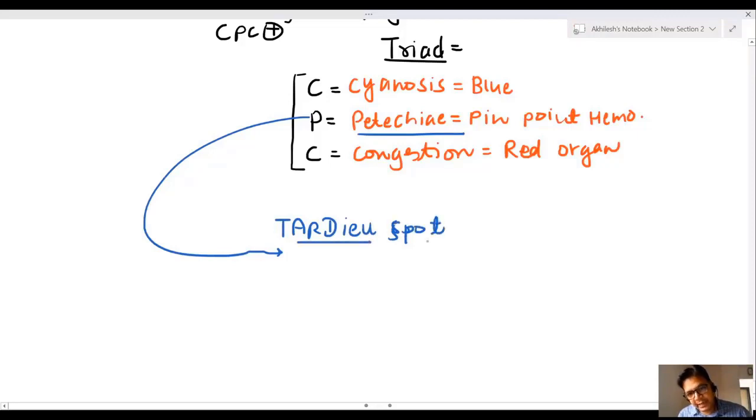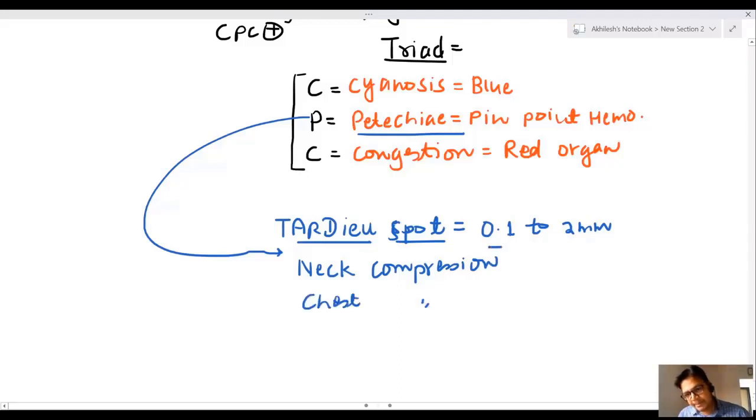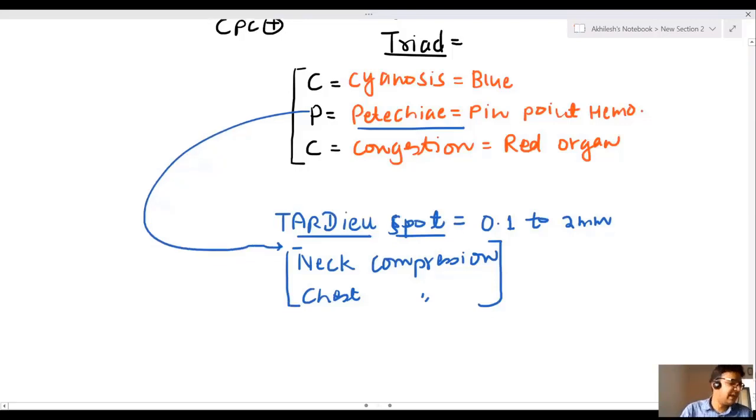One type of petechiae is known as Tardieu spots. Generally, Tardieu spot size is 0.1 to 2 mm. These are petechial hemorrhages. These are seen in neck compression and chest compression, asphyxial death.